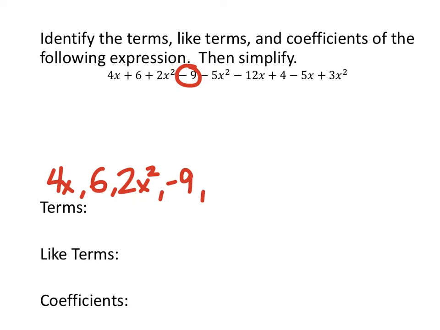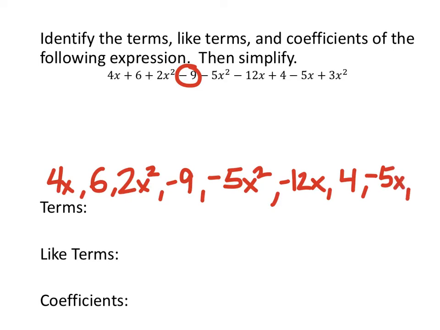And same with this next one. It's not just 5x to the power of 2, it's negative 5x to the power of 2. And then I got a 12x. Oh, sorry, I almost missed it right there. It's a negative 12x. And then a 4. And then negative 5x. And then positive 3x to the power of 2. And that's a 2. So that's all the terms. Quite a bit on that, right? 4, 5, 6, 7, 8, 9. 9 terms right there. It's pretty good.